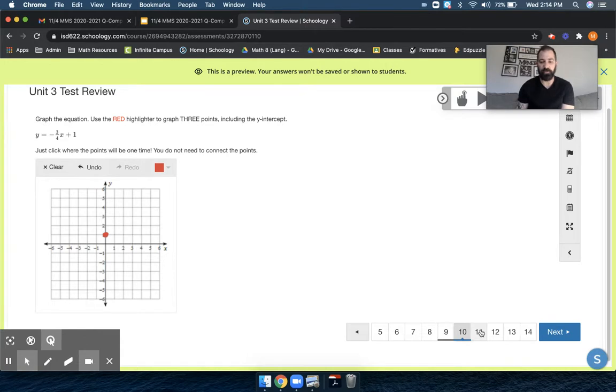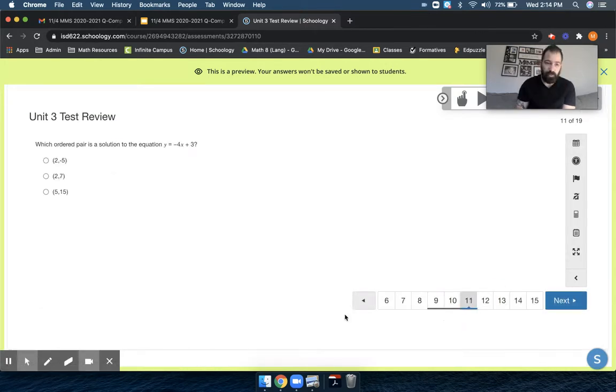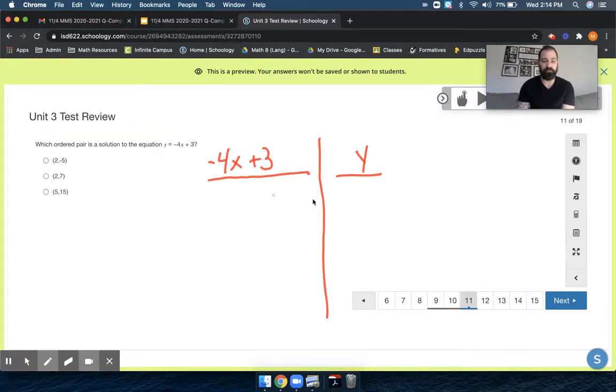Number 11. You want to know which ordered pair is a solution. So this is a substitution problem. What you can do is put my y values over here, and then my equation, -4x plus 3, over here. I'm going to separate the two. For my first set of numbers, I got -5 as a y, 7 as a y, and 15 as a y. -5, 7, 15.